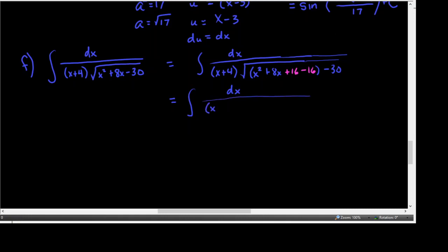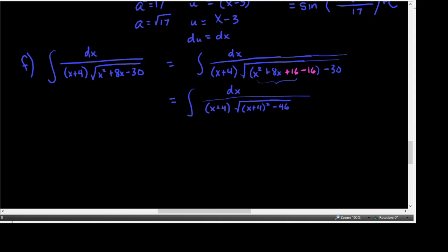So this is x plus 4. Square root of the first 3 terms factors to be x plus 4 quantity squared. There's an understood 1 in front of the parentheses, so when I bring that negative 16 out of the parentheses, it's multiplied by 1, so it doesn't change. So I'll have that negative 16 minus 30, which is negative 46.